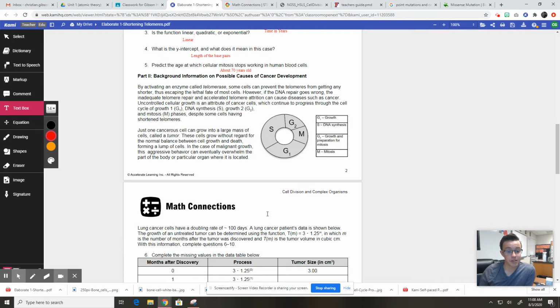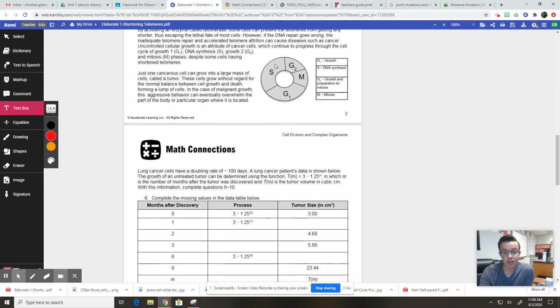Despite some cells having shortened telomeres, just one cancer cell can grow into a large mass of cells called a tumor. These cells grow without regard for the normal balance between cell growth and death, forming a lump of cells. In the case of malignant growth, this aggressive behavior can eventually overwhelm the part of the body or particular organ where it's located. Okay? And here you have a general diagram of the cell cycle. You're going to get really familiar with that as we go.